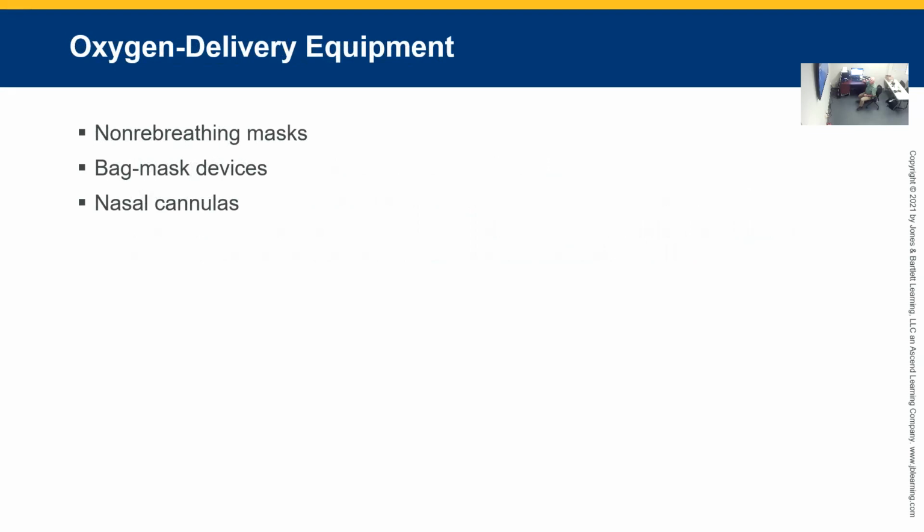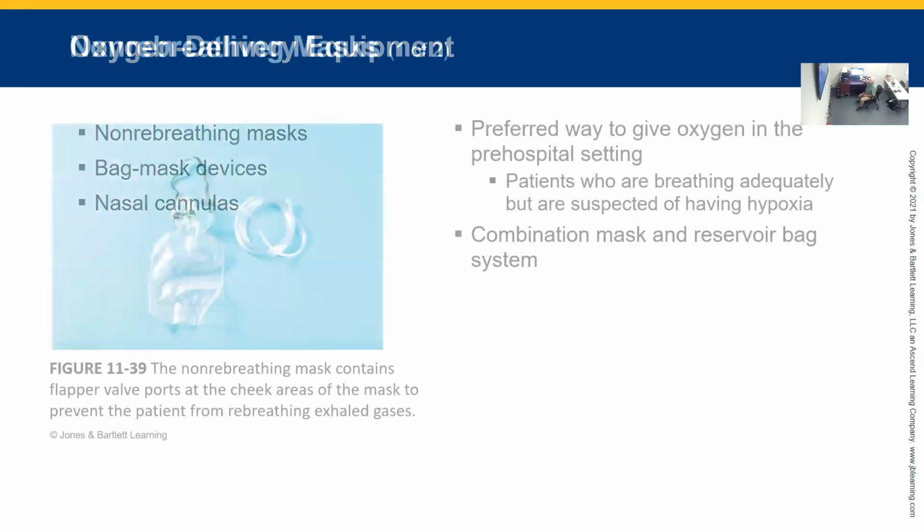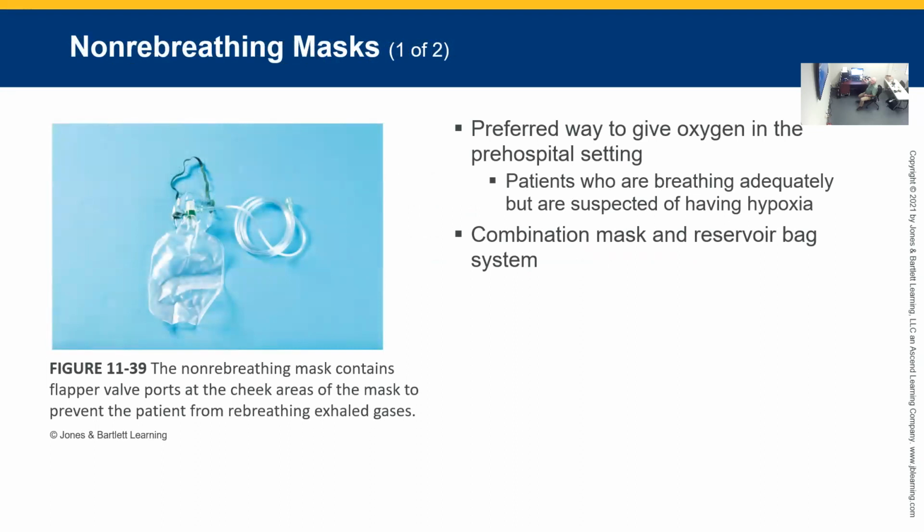So a non-rebreather, let's talk a little bit about this. So here's a non-rebreather. We'll go over this again next week. It's a mask with a little reservoir, and the oxygen fills the reservoir, and you actually are pulling oxygen in. It's got some little flapper valves on the side of it. So it allows you to give a pretty high concentration of oxygen as long as the mask is fitting very well. So it's a good way to give a high concentration of oxygen.